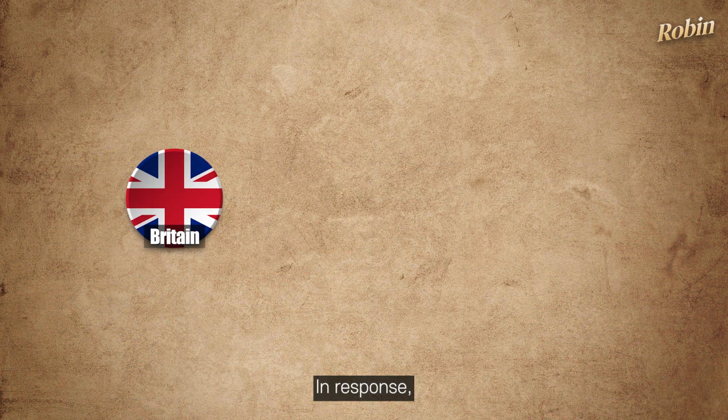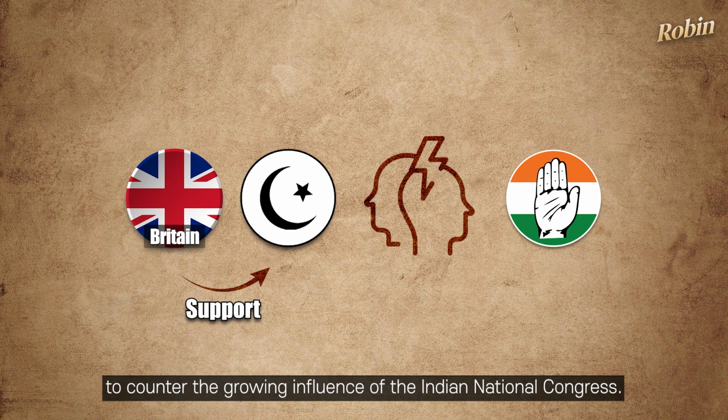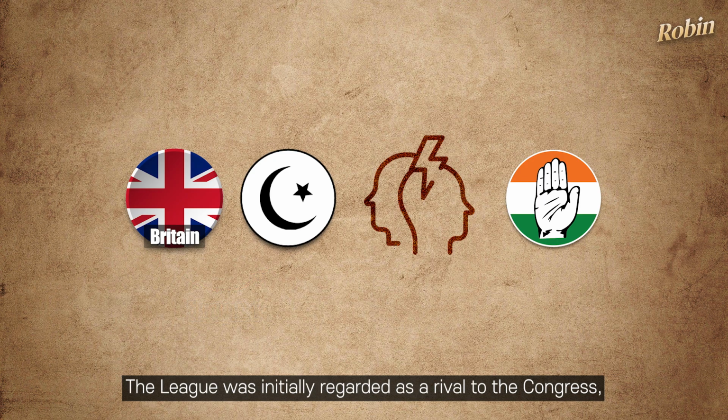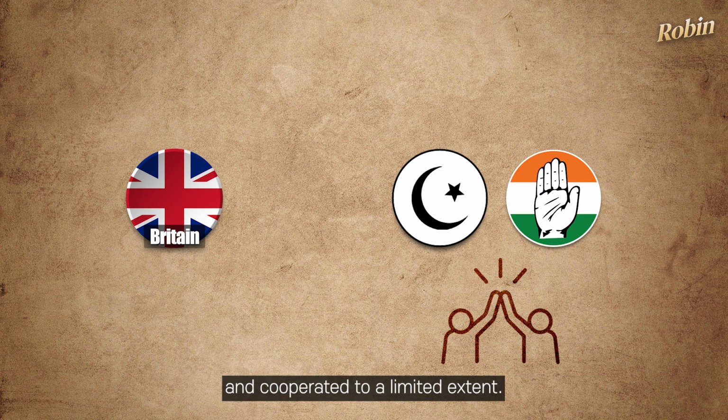In response, the British supported the formation of the All India Muslim League in 1906 to counter the growing influence of the Indian National Congress. The League was initially regarded as a rival to the Congress, but it shared common ground on some political demands and cooperated to a limited extent.